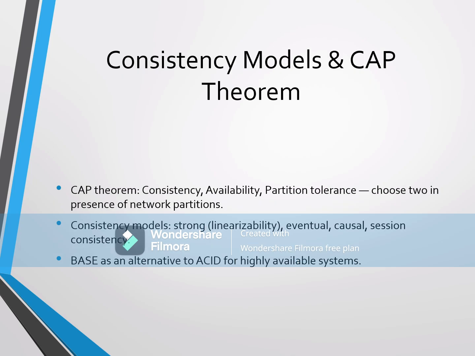CAP theorem states that during network partitions, a distributed system must choose between consistency and availability. Because partitions can and do occur, practical systems trade off consistency for availability, or vice versa. Strong consistency models like linearizability provide intuitive semantics but can increase latency or reduce availability. Eventual consistency favors availability and performance but allows temporary divergence until replicas converge. There are intermediate models, causal and session consistency, that offer useful guarantees without full strong consistency. Basically available, soft state, eventual consistency, or BASE, contrasts with ACID and suits many geo-distributed systems, prioritizing responsiveness over immediate consistency.